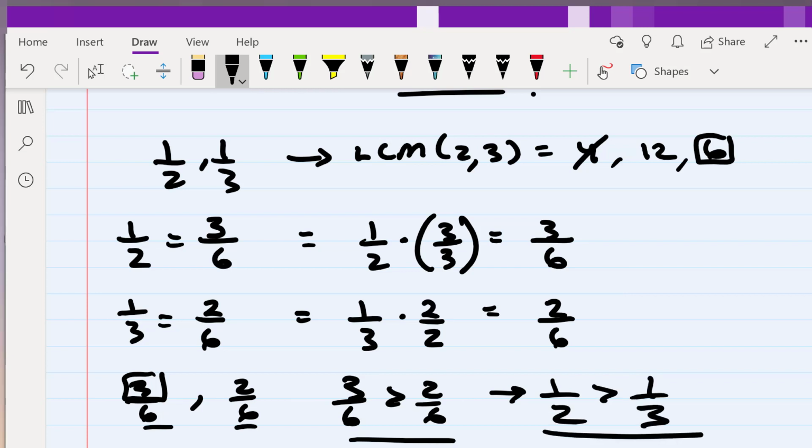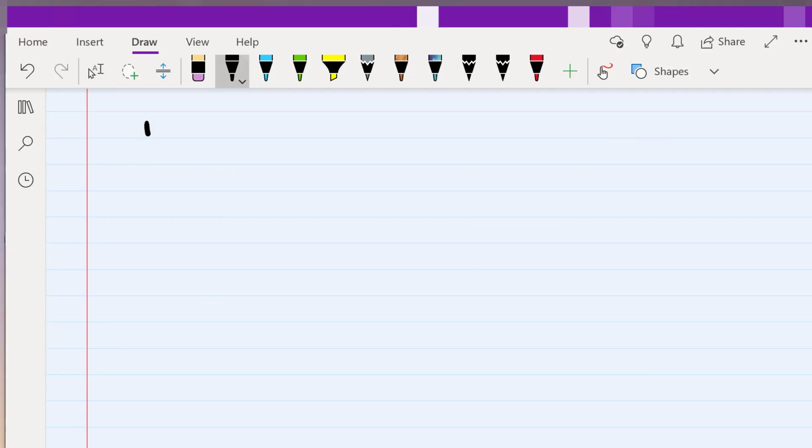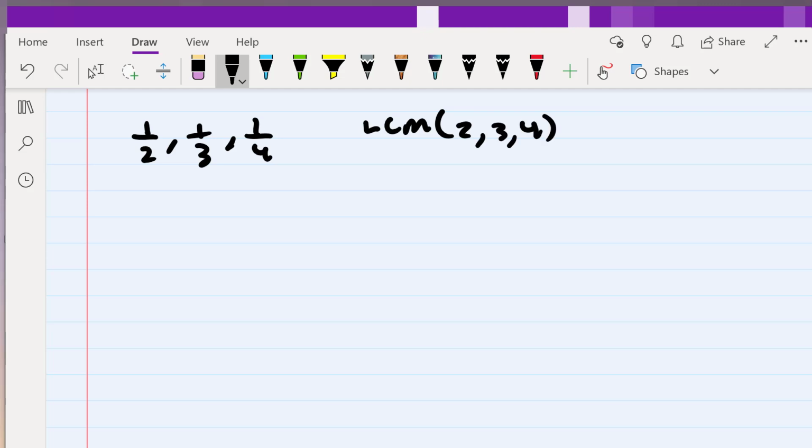What about if we wanted to compare 1/2, 1/3, and 1/4? Again, we need to look at the lowest common multiple of the denominators. The denominators are 2, 3, and 4. So we already found out that 6 was the lowest common multiple of 2 and 3, but now we have 4 as well. And 4, unfortunately, doesn't go into 6, so we need to find another number.